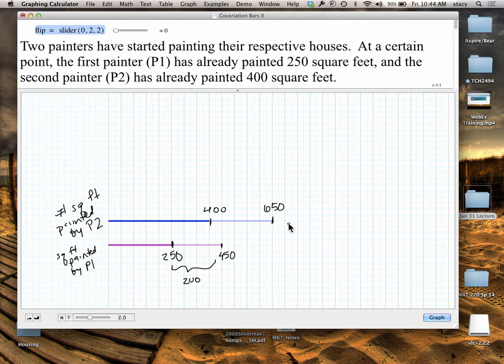Okay. So my question to you is, if we were to call the number of square feet painted by painter 2 y, and the number of square feet painted by painter 1 x, are x and y in a proportional relationship? Okay. Yes. Can't tell yet.